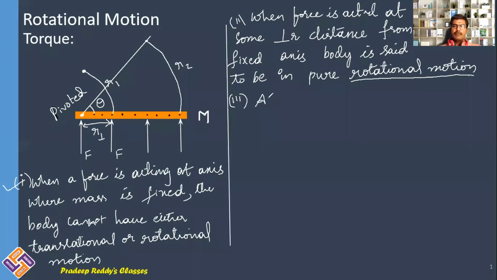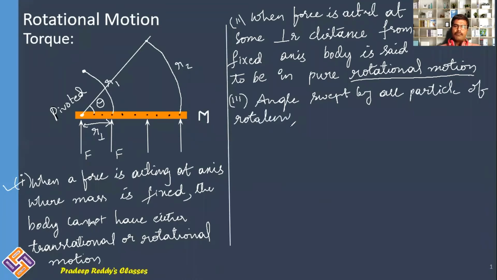Angle swept by all particles of a rotating body is the same. See, everywhere it is angle theta. The angle swept is the same, it is angle theta.